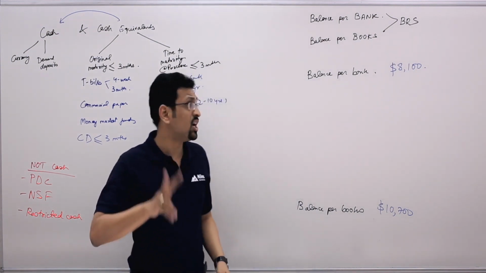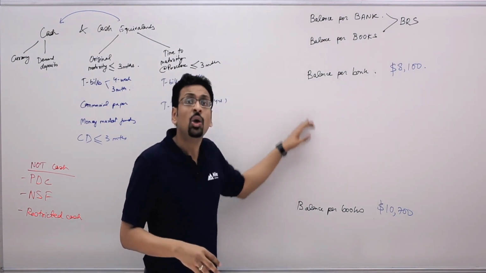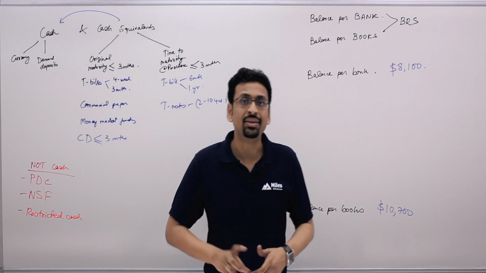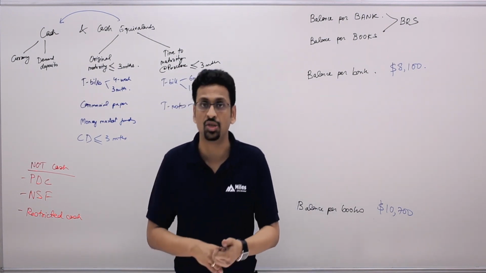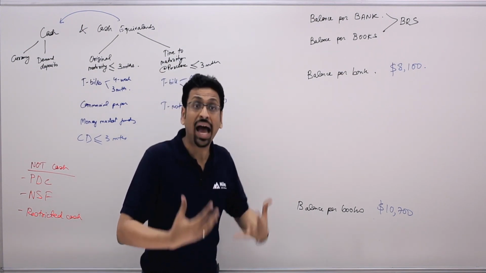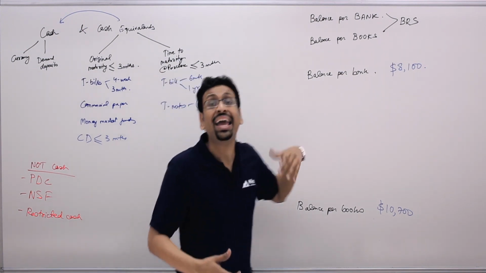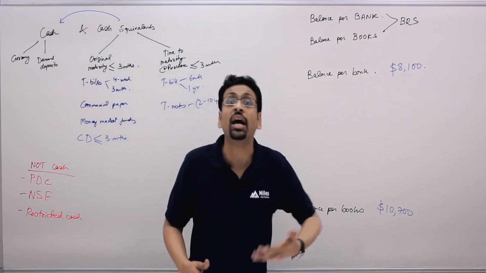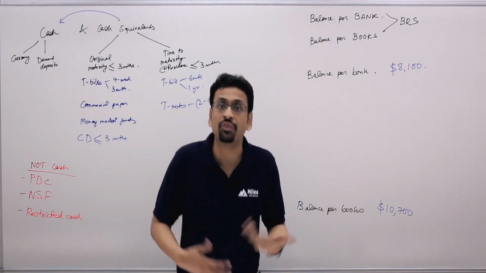All the adjustments that we have in between here, we're going to divide into two types: type A adjustment and type B adjustment. Now, type A adjustments are those items which the bank has missed out. The bank either is not aware of it or the bank is at fault.